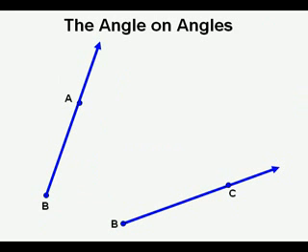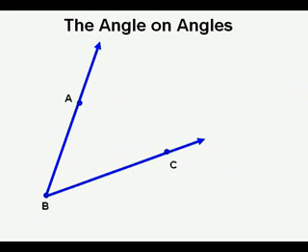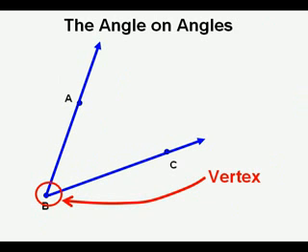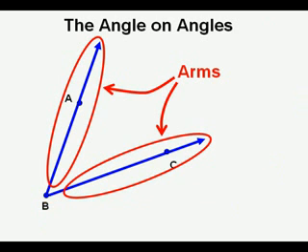Here we have rays BA and BC. If we join these two rays together at a common endpoint, in this case point B, we have an angle. The joining point of an angle is called a vertex. The two component side rays are called arms.